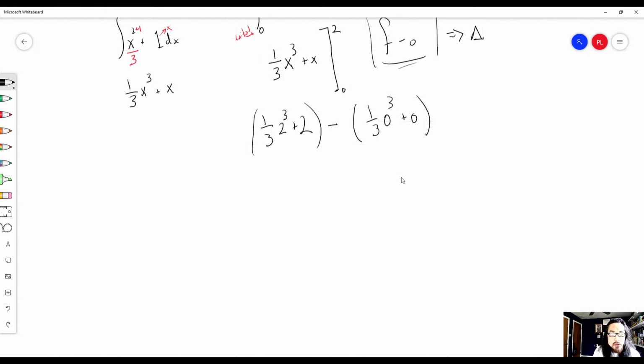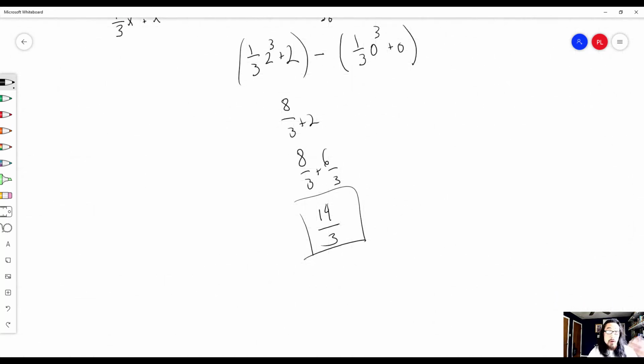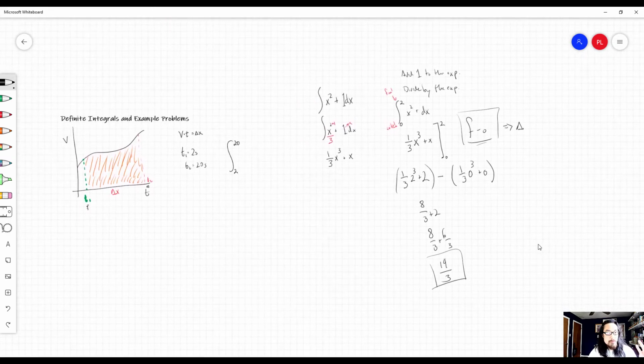And so if we do all this, 2 cubed gives us 8, 8/3 plus 2, minus 0 cubed, which is just 0 times 1/3, which is just 0 plus 0, and so that's all just 0, right? So it gives us 8/3 plus 2, and that's 6/3, so this gives us 8/3 plus 6/3, which gives us 14/3 as our final answer, and for us in physics, we will put that in as a decimal, whatever that might be. All right, so that's how you do our first little definite integral.